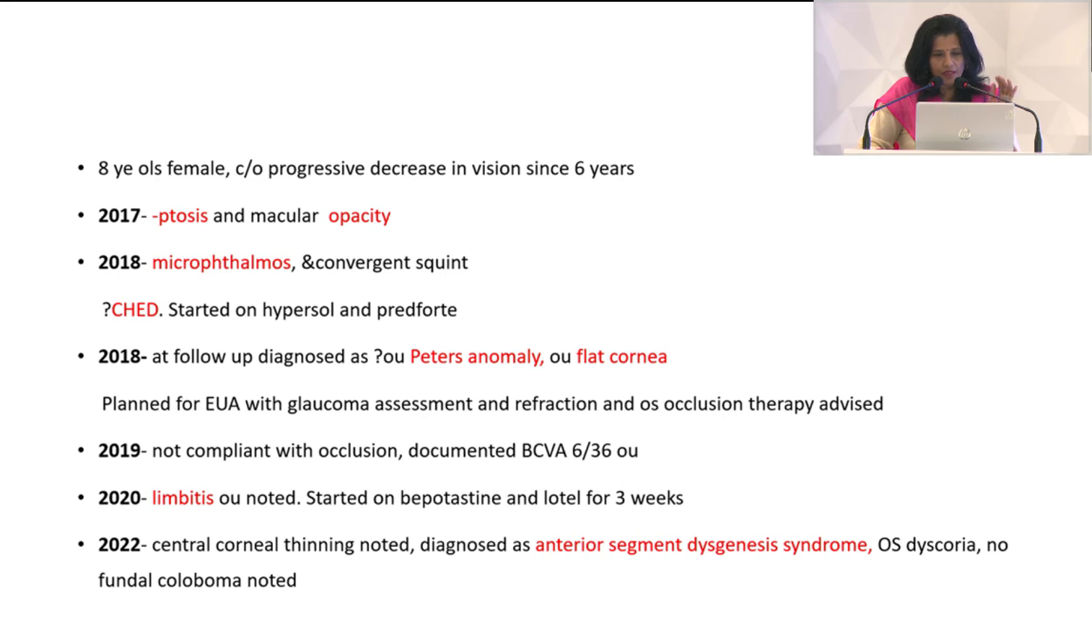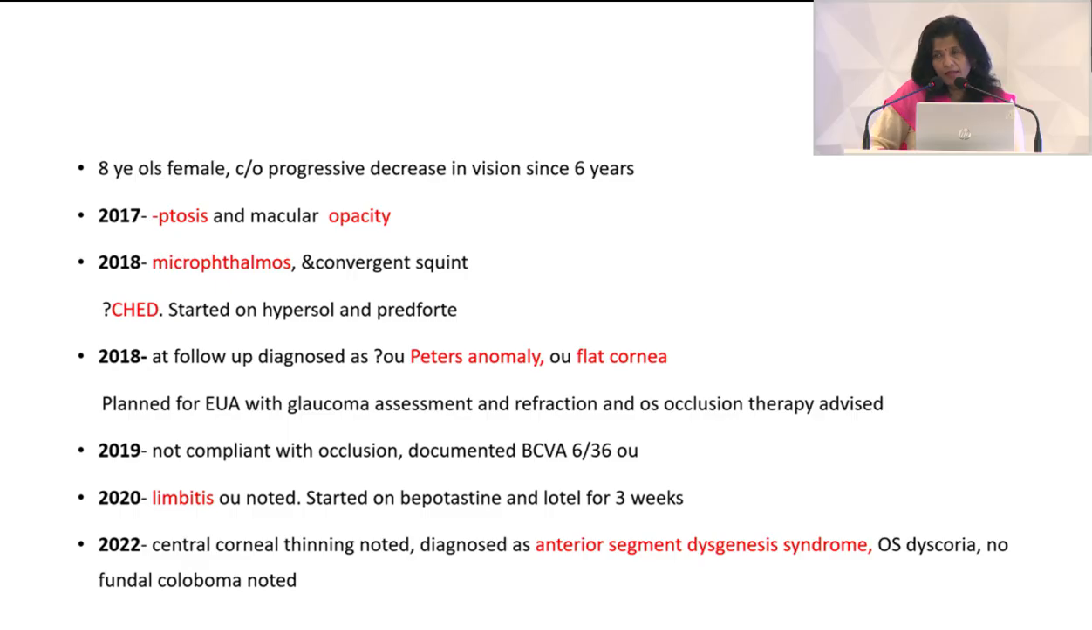So we come to this child who came to me. She was an 8-year-old child whose parents said that she was progressively having low vision, and her chart was very unique. When I went through the chart, I saw the number of diagnoses. She was diagnosed initially with ptosis with macular opacity, henceforth with microphthalmos with convergent squint. Somebody had even mentioned that she had endothelial dystrophy. In the following years, in different centers, she was diagnosed as Peters anomaly and flat cornea, and she was planned for examination under anesthesia for a glaucoma assessment.